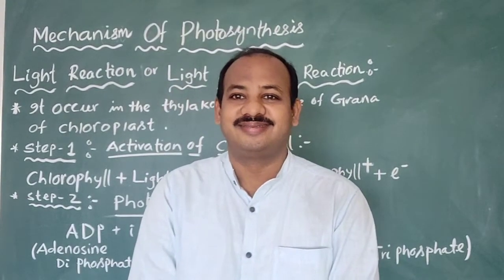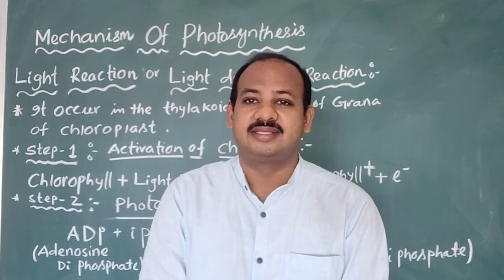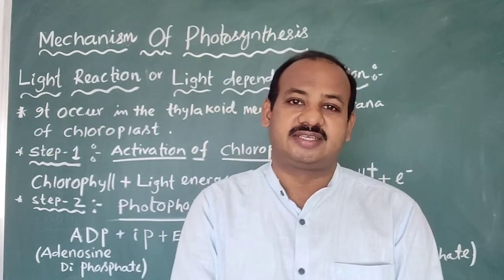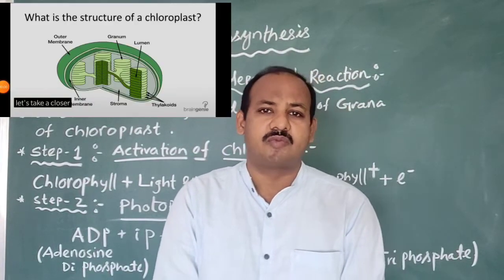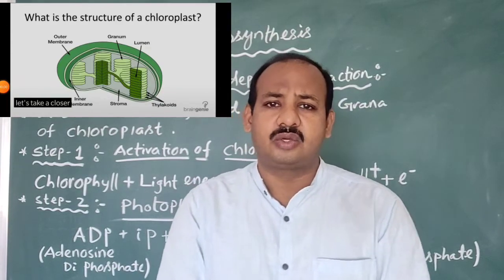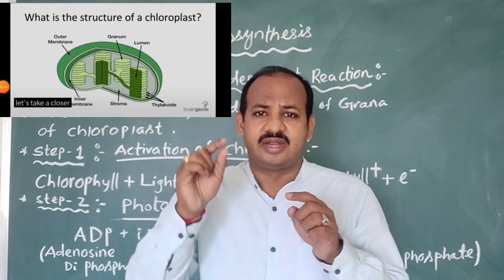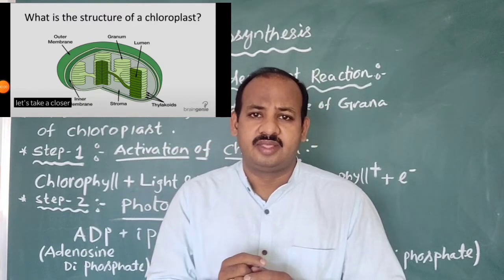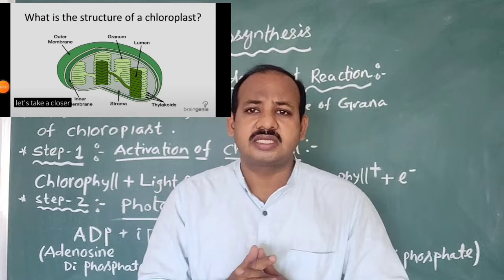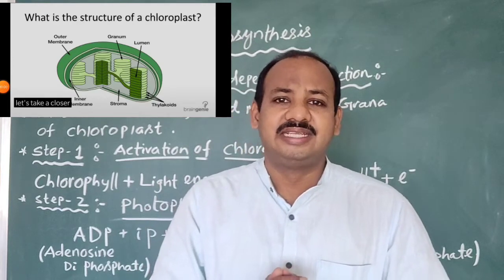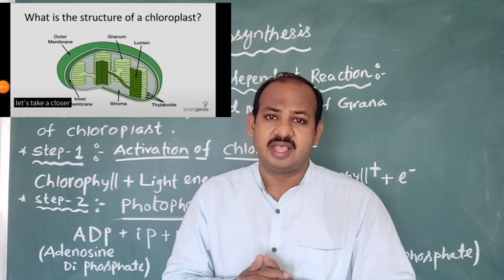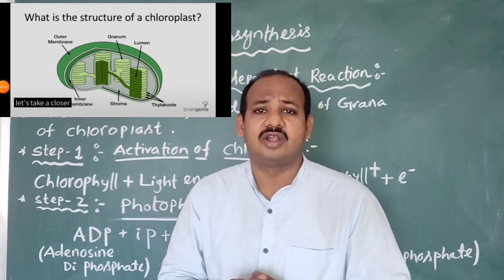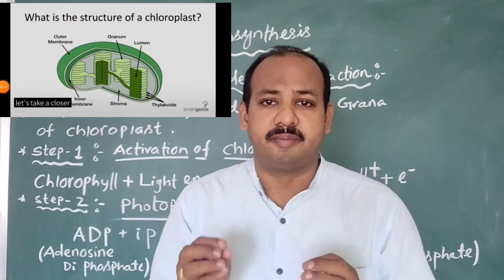Good morning, children. In the previous class, we have already discussed the structure of chloroplast. We have seen there are two layers: one is the outer membrane, another one is the inner membrane. They are covering the chloroplast, and chloroplasts are disc-shaped structures. There is another membrane inside the chloroplast that is called a thylakoid membrane.